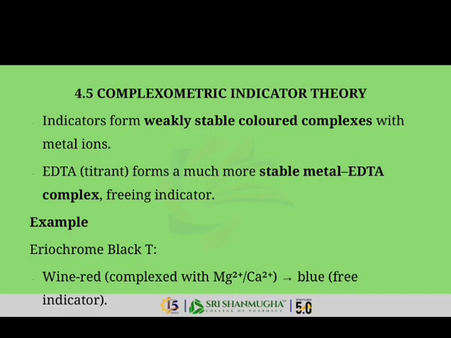Next, complexometric theory. Indicators form weakly stable colored complexes with metal ions. EDTA forms a much more stable metal EDTA complex, freeing the indicator. Example, Eriochrome black T: wine red to blue. This is the free indicator.